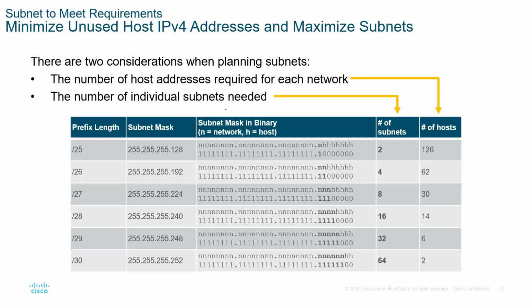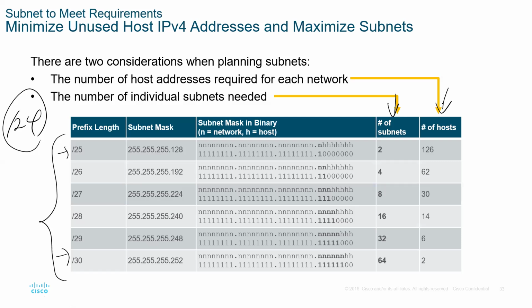There are two considerations when planning subnets. We discussed this, the number of hosts or the number of subnets needed. So here you can see we have a /24 network. This is originally a /24 network, and these are the subnets that you get. You borrow one, you get a /25. You borrow 6, you get a /30. These are the number of subnets that you create, and these are the number of hosts that each subnet will have. When you are planning, it's either you consider how many hosts do I want.